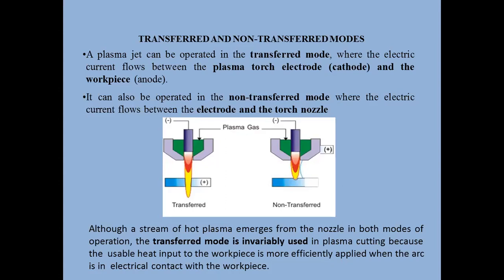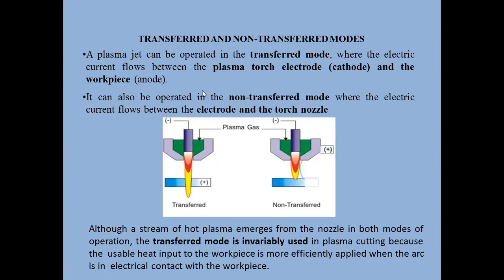So what is the difference between transfer mode and non-transfer mode? A plasma jet can be operated in transfer mode where the electric current flows between the plasma torch electrode and the workpiece anode. So the transfer mode will be between 2 terminals of the circuit, the electrode and the workpiece as anode. You can see that in the first picture here. This is the transfer mode of plasma jet.